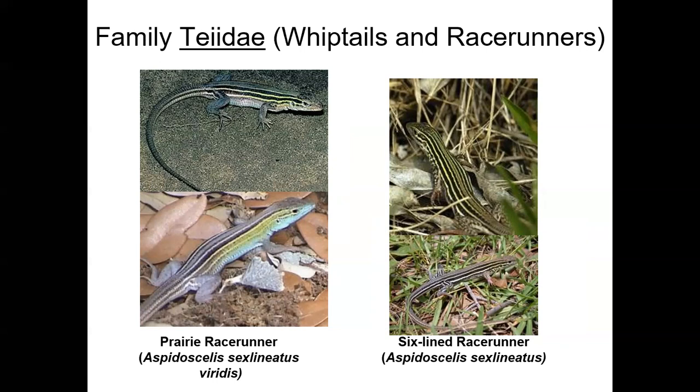Teiidae are found only in the New World, so only in North and South America. And again, we have these two subspecies, the prairie race runner and six-line race runner. The only difference between these two is one has a blue hue and one doesn't.